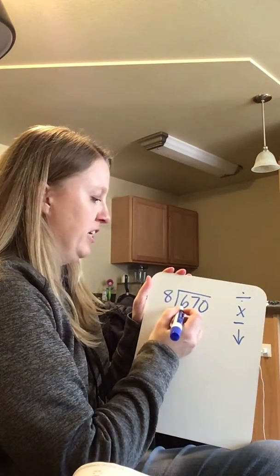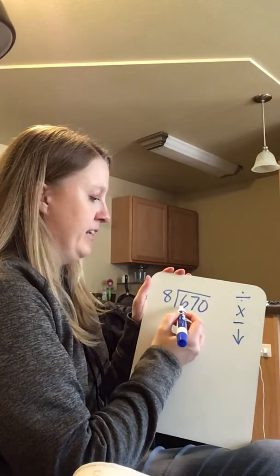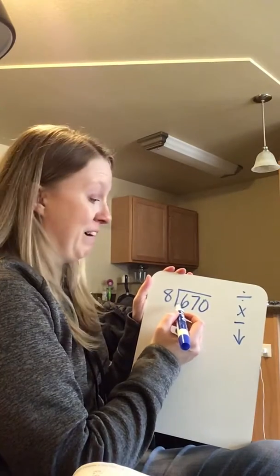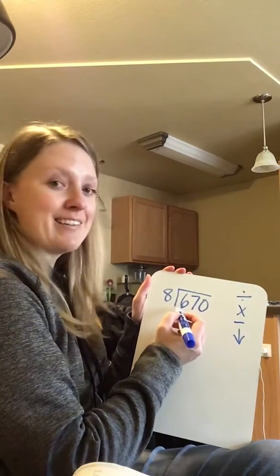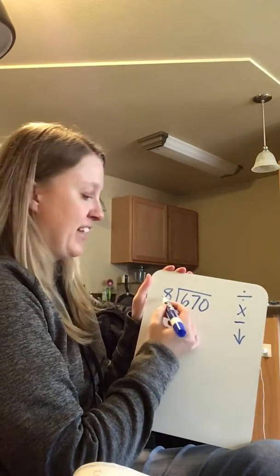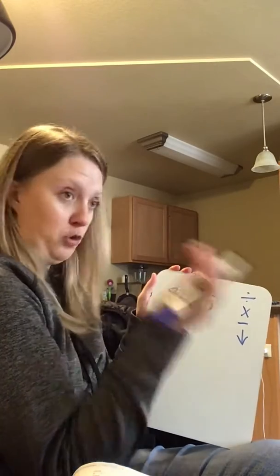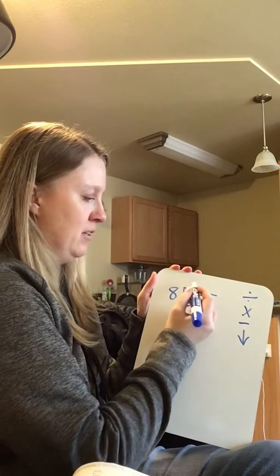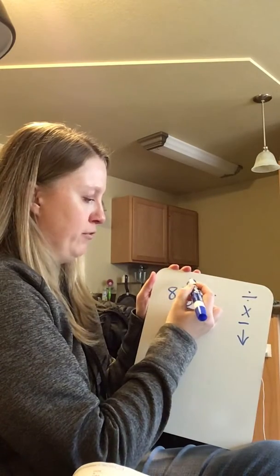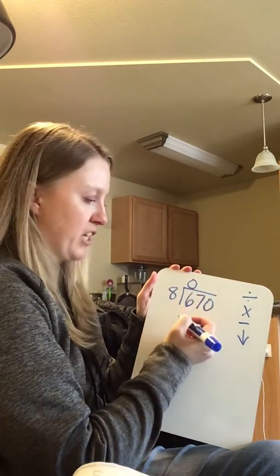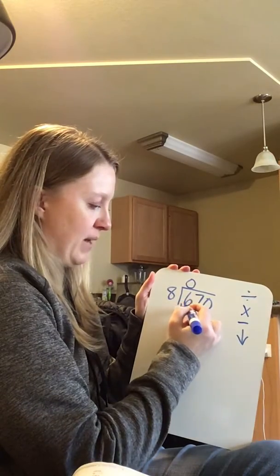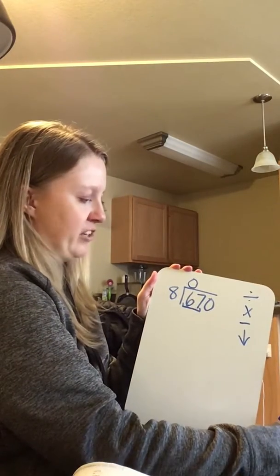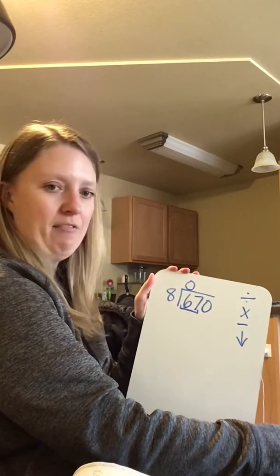Look at the first digit. How many times can 8 go into 6? Well, 8 is bigger than 6. It can't go into it, because 8 times 1 is 8, and that's too big. It goes over. So remember, if it can't do it, we put a 0 up above. 8 can go into 6 0 times, and then we're going to expand this. Instead of just looking at 6, we're going to look at 67.